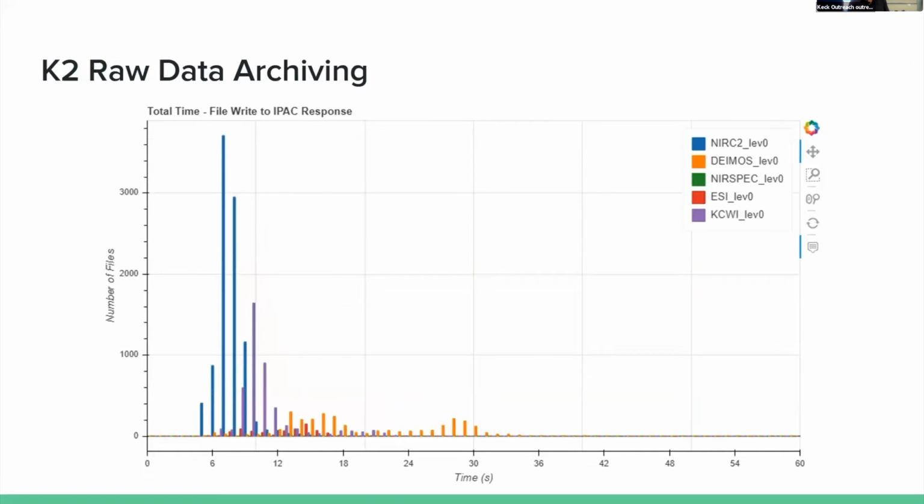The peak out at 30 seconds is DEIMOS files. Those are our largest data files, so they take a bit longer to transfer to California. And the quick look data for KCWI is a little over 2 minutes, maybe 2.5 minutes, that it's getting to the archive.